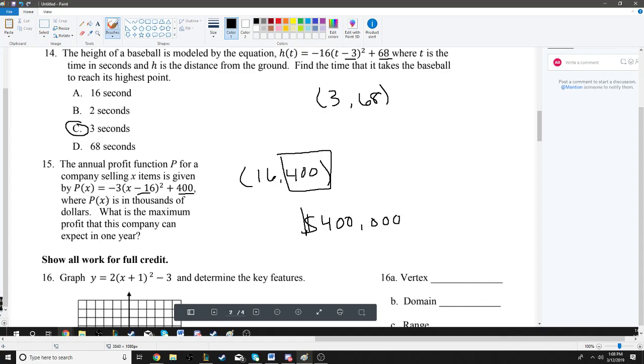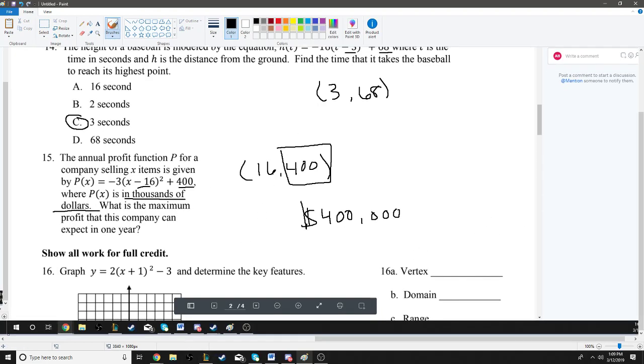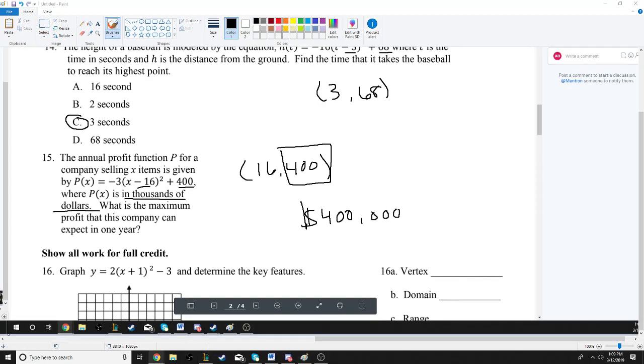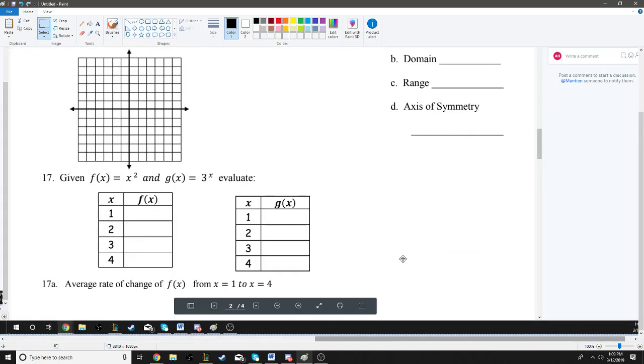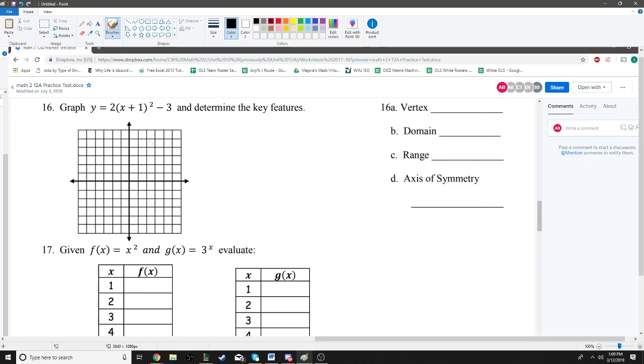Okay, you have to be careful because it says P of X is in thousands of dollars. Okay, 16. Let me scroll down a little bit just to get a better read on the situation. Okay, for 16, graph this function. So 2 ways you could graph it. First off, start off with the vertex. The vertex is going to be at -1, -3. So -1, -3 is our vertex.